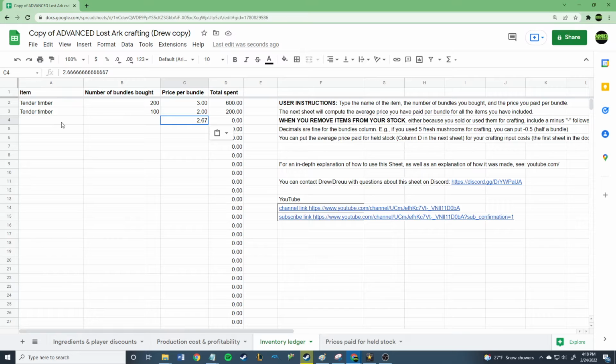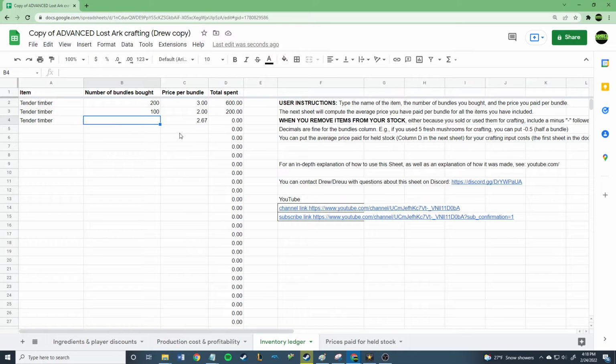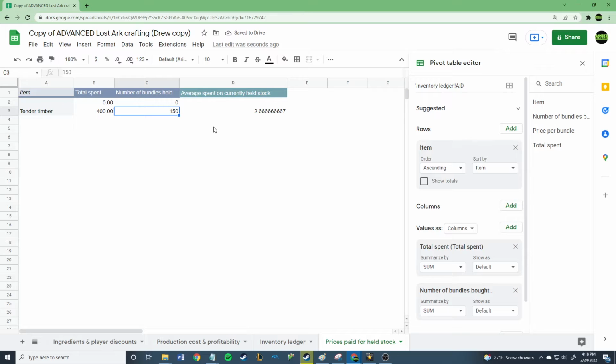All this does is make sure your summary sheet continues to accurately reflect the average purchase price for what you actually have in stock. For example, let's say we used half, 150 bundles, of our tender timber in some crafting process. We would first want to tab over to our summary sheet, copy the average purchase price, paste it as a value in column C, then enter tender timber and minus 150. Our summary sheet will now tell us that we have 150 bundles remaining. Now, when we buy more from the market, the summary sheet will provide us with an accurate average purchase price for the stock we actually have on hand.